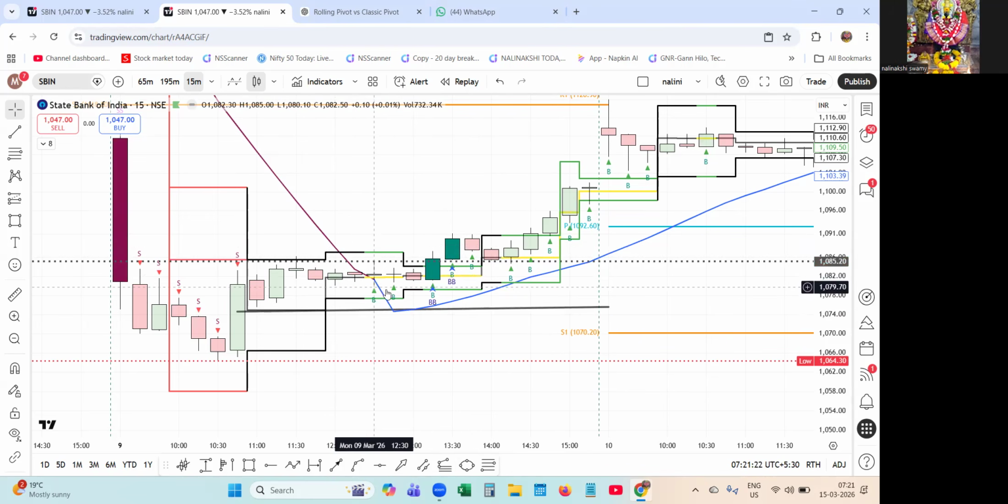And you can enter, you will get an early entry. You are not entering here after this big green candle, and you will be comfortable in your trading. This is a part of the game. When the market moves up, it comes down. A step up and a step down.